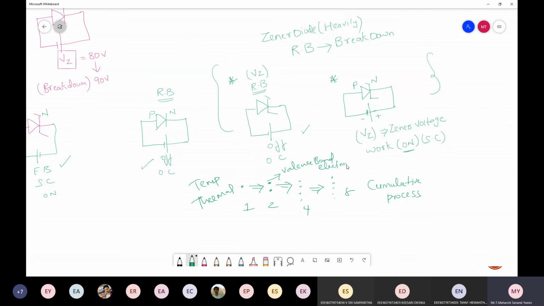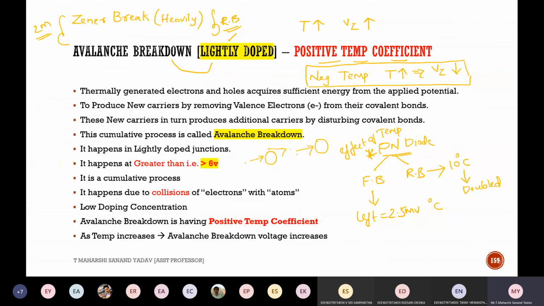Valence bond, which is nothing but valence electron. So this is the important point. It happens at a voltage which is greater than 6 volt. So this is cumulative in nature, means 1 becomes 2, 2 becomes 4, 4 becomes 8 and so on. So it happens due to the collision of electrons with atoms. This is the important thing. Collision of electrons with atoms.